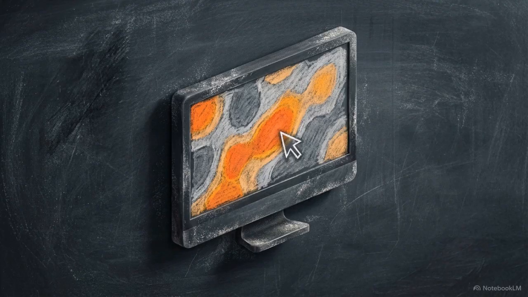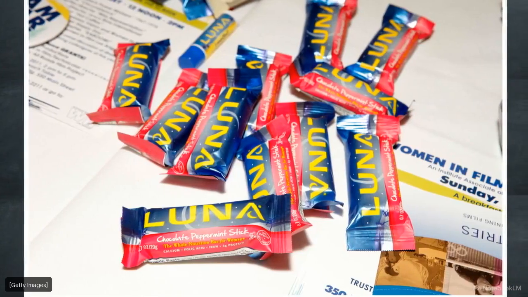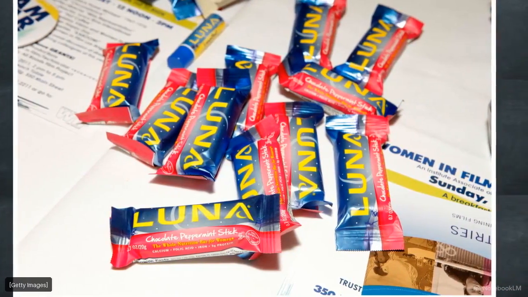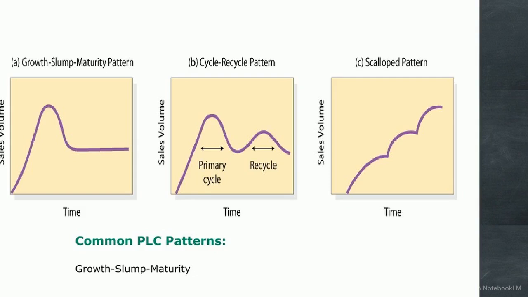Market modification involves entering new segments or converting non-users to extend the product's peak. Product modification involves adding flanker products, such as new sizes or flavors, to protect the core brand. Pricing changes again. Firms must now price to match or precisely beat their established competitors. Successful modifications create scalloped or cycle-recycle patterns, resulting in secondary upward bursts in sales volume.